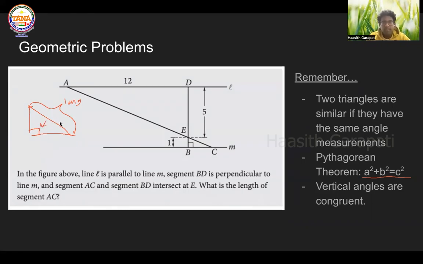If you imagine that the hypotenuse has a side length of C, and the other two sides have a side length of A and B, then A squared plus B squared is equal to C squared. Very useful theorem. I'm sure that most of you already know this. But yeah, it's going to be important for this question.